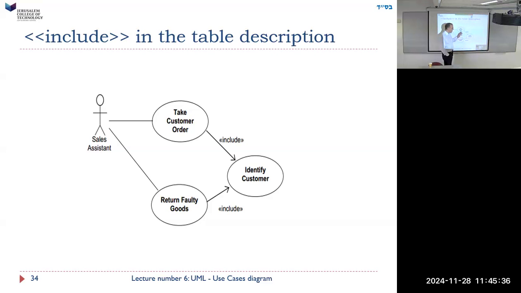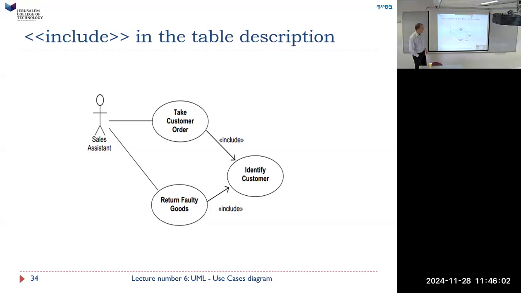So instead of leaving all those details here, instead of the steps for identify customer, we could have written them here and here. Instead, what we do is we pull them out and make a separate theoretical use case called identify customer, and both of them will include it because they'll always do it.